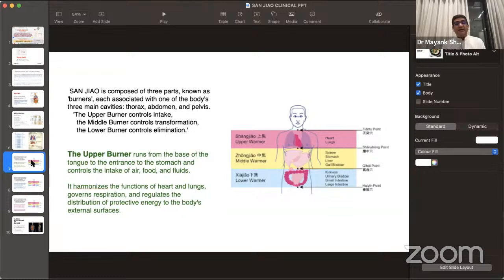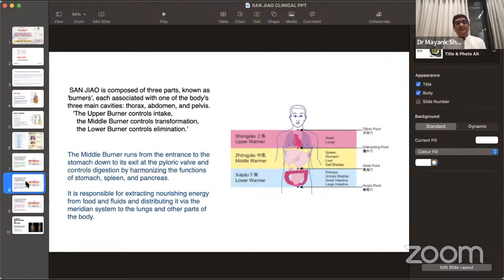The upper burner controls the intake of air, food, and fluids. It harmonizes the functions of heart and lungs, governs respiration, and regulates the distribution of protective energy to the body's external surface. So, if you have cases where you have problems with heart, lungs, respiration, etc., you must treat the upper burner also. Okay, or the point. So we'll come to that, how to treat that.